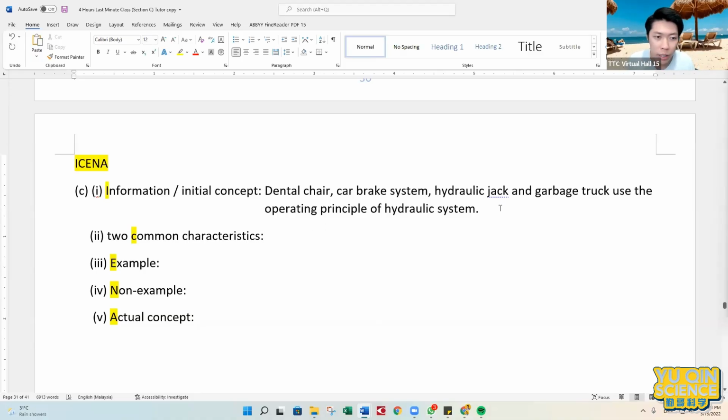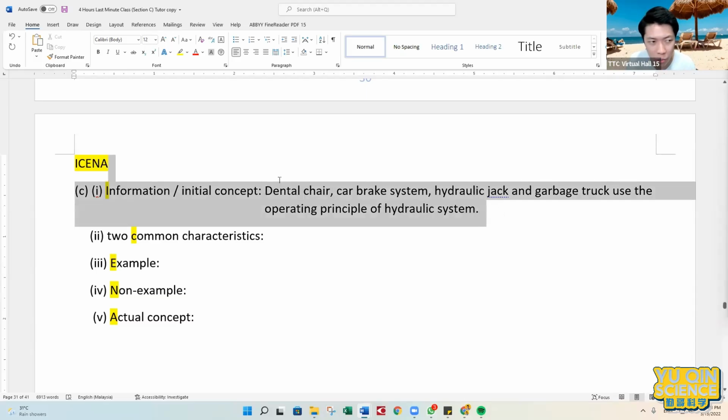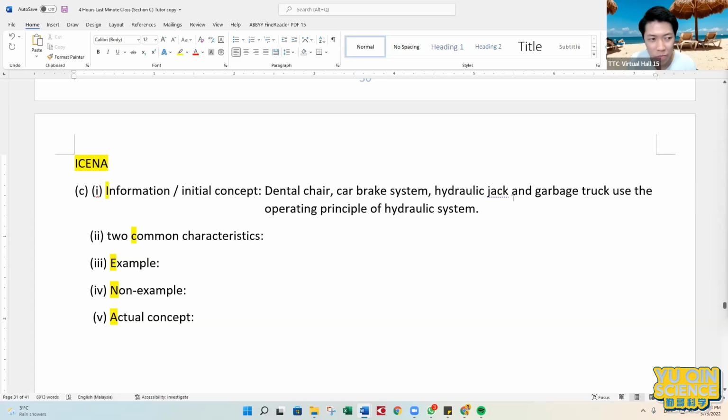Okay, so ready for the next one? Common characteristics. This one you have to think about. What are the common characteristics of these 4 things? Dental chair, car brakes, hydraulic jack, garbage truck, they are hydraulic, right? What's the common characteristic of hydraulic? All use hydraulic. We dreamed that we could write that kind of answer.